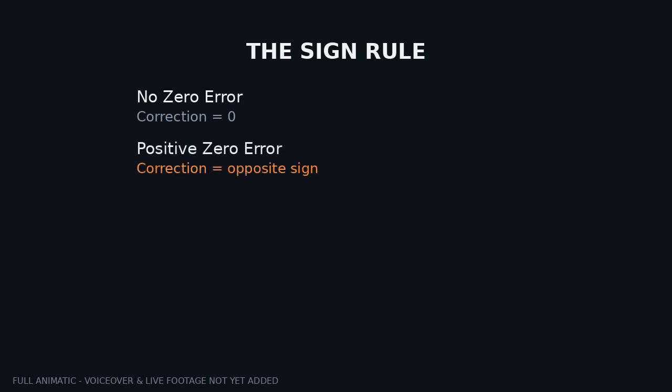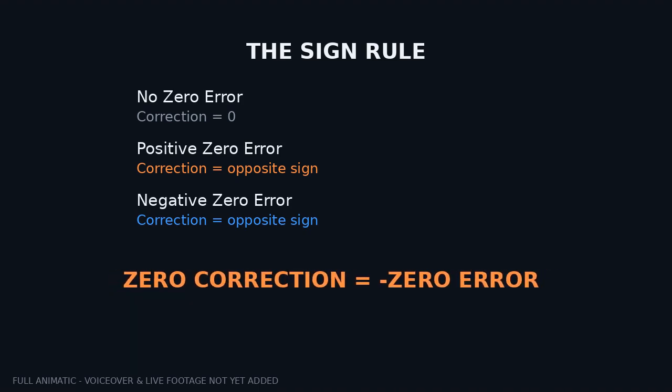Positive zero error means the reference line sits above the true zero, and the correction you apply has the opposite sign to the error. Negative zero error, same rule, opposite sign. That's it. That's the whole trap. Zero correction is always minus the zero error. Say it with me. Zero correction equals negative zero error.